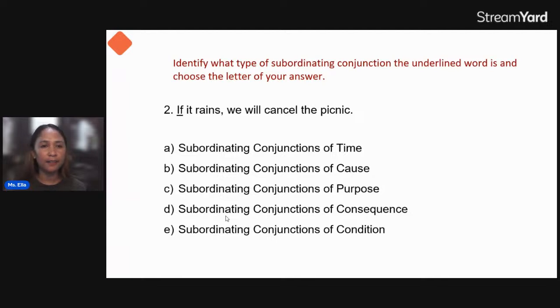Again, identify what type of subordinating conjunction the underlined word is. The underlined word is if. Is it a conjunction of time, cause, purpose, consequence, or condition?